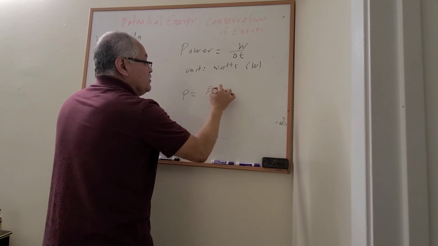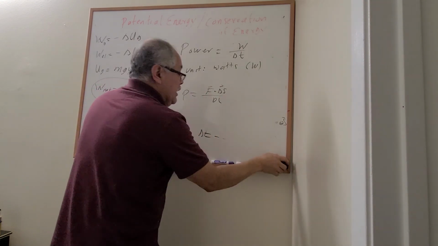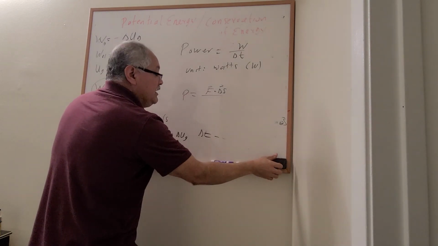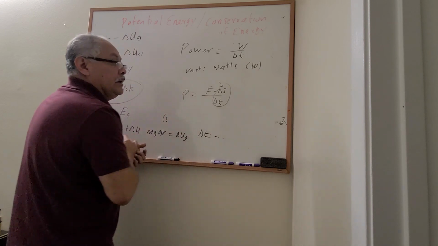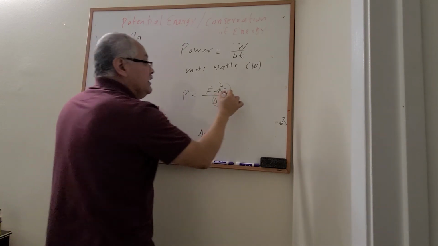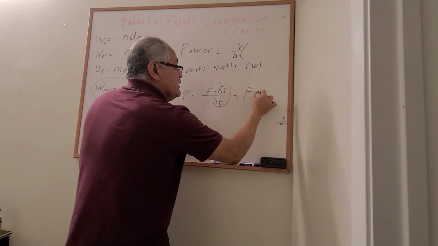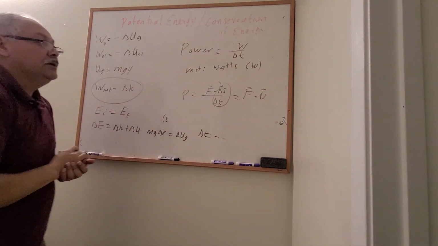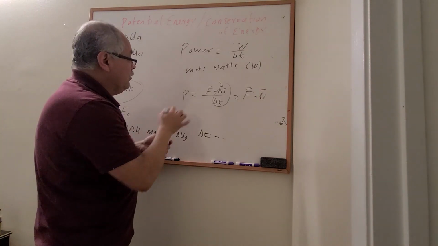the parallel force times delta s, if we now divide it by delta t, what is this ratio? This is just velocity. So it is going to be force times velocity. So that is another way we can represent power. Power is a scalar.